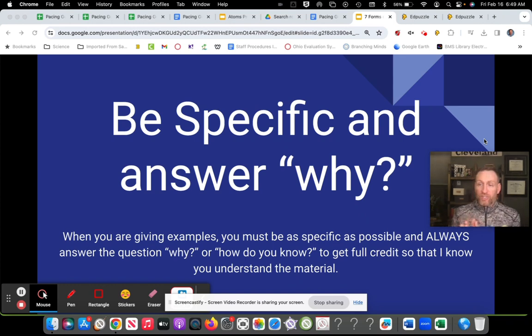Now we're going to transition. Make sure you put the flip chart into your science binder, into that pocket, so you do not lose it. We cannot lose those. Okay, put that in there. And here's what we're going to do for the rest of the time today.